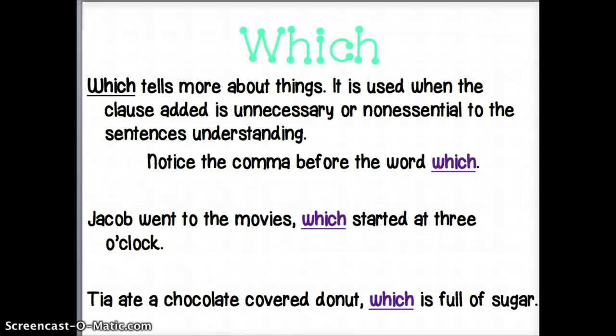Which tells more about things. It is used when the clause added is unnecessary or non-essential to the sentence's understanding. Notice the comma before the word which. You must always put the comma. Jacob went to the movies, which started at 3 o'clock. Tia ate a chocolate-covered donut, which is full of sugar.